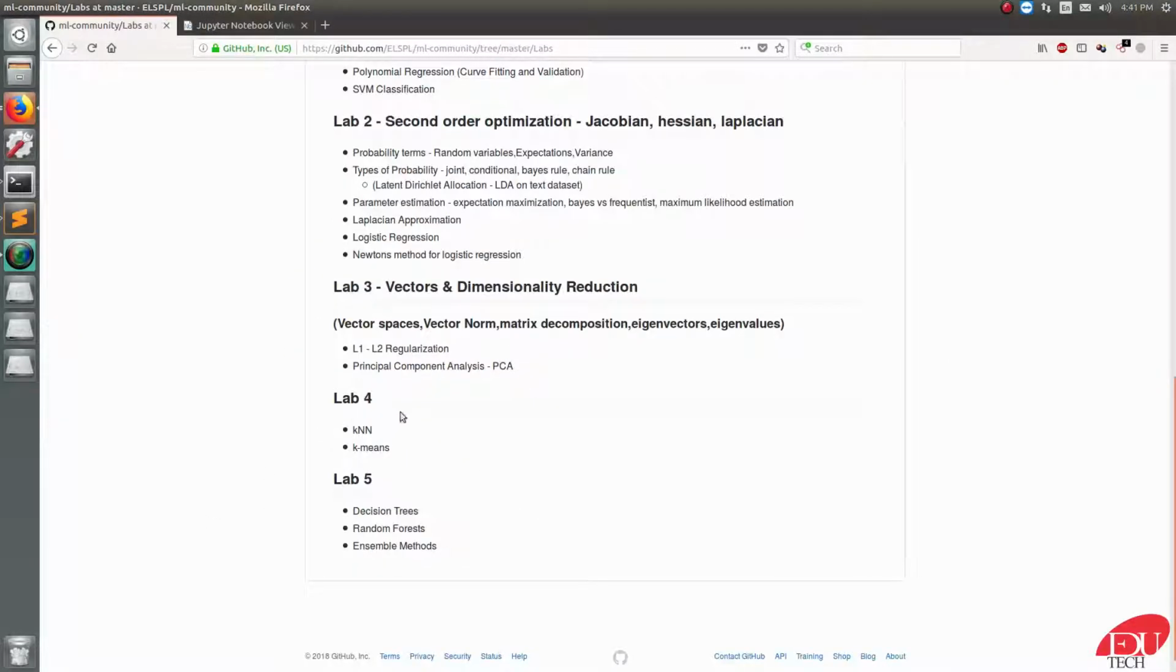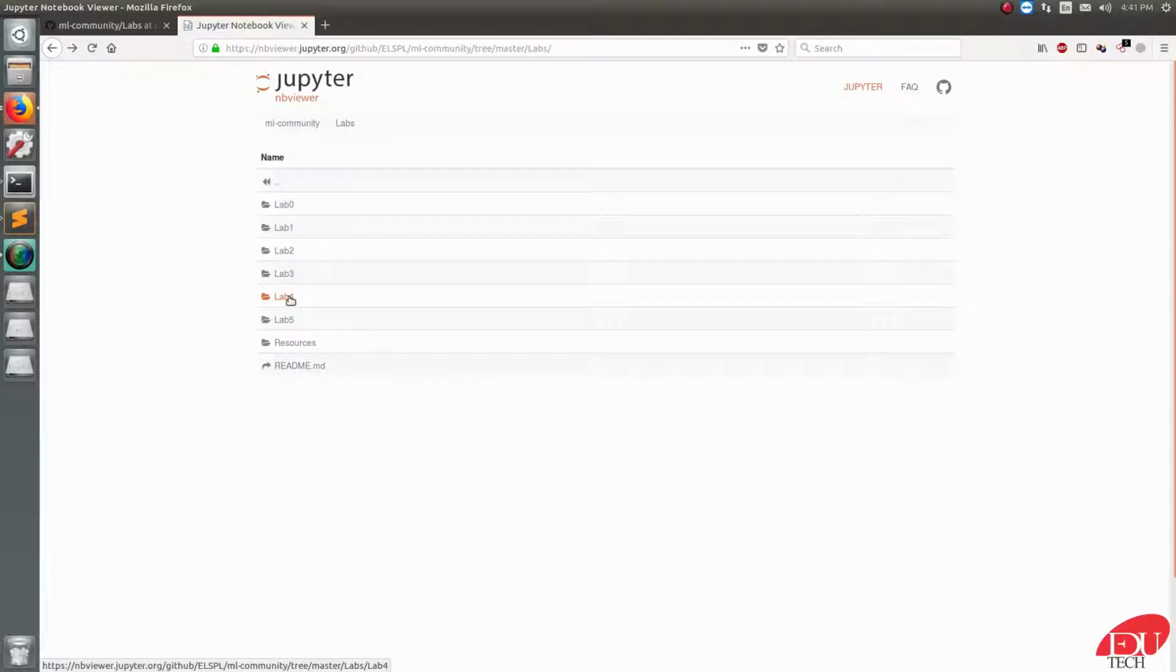Lab 4 deals with, again, classification methods, one of which is KNN, which is for supervised learning. In fact, all that we saw up till now was supervised learning, and k-means will be our introduction to unsupervised learning, where we don't have the labels. Let's dive into lab 4. So let's first go through KNN. Again, these two are used for classification.